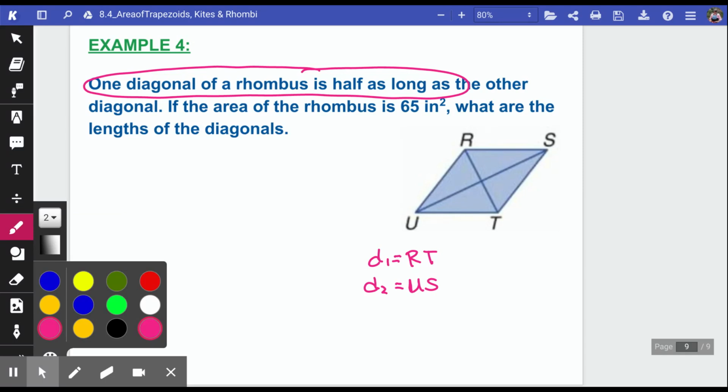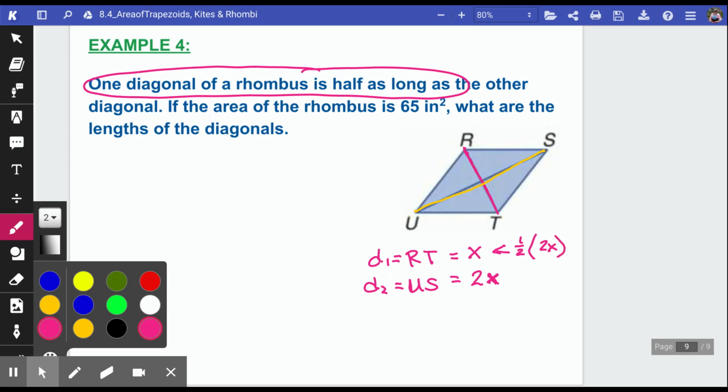So we're being told that one diagonal is half the length of the other. So if we call RT X, then I hope you would agree with me that if one diagonal is half the length of the other, if I called US 2X, I know that this looks like I wrote it as one diagonal is twice the length of the other, but isn't that related to half? Isn't this right here 1/2 of 2x?